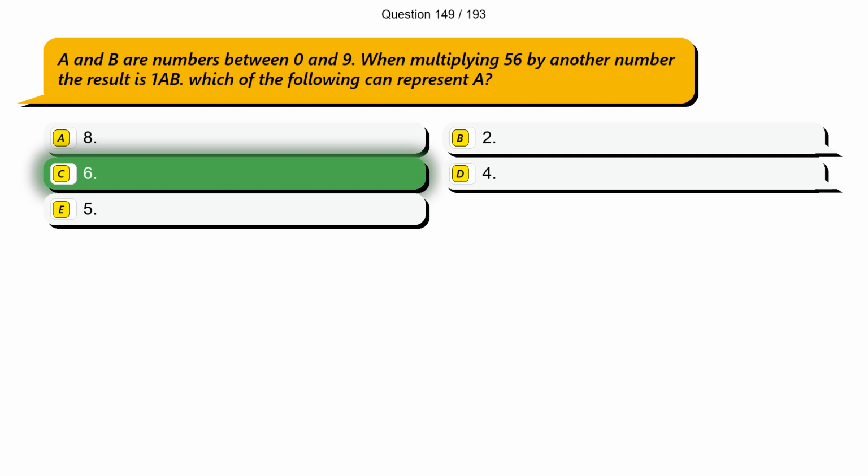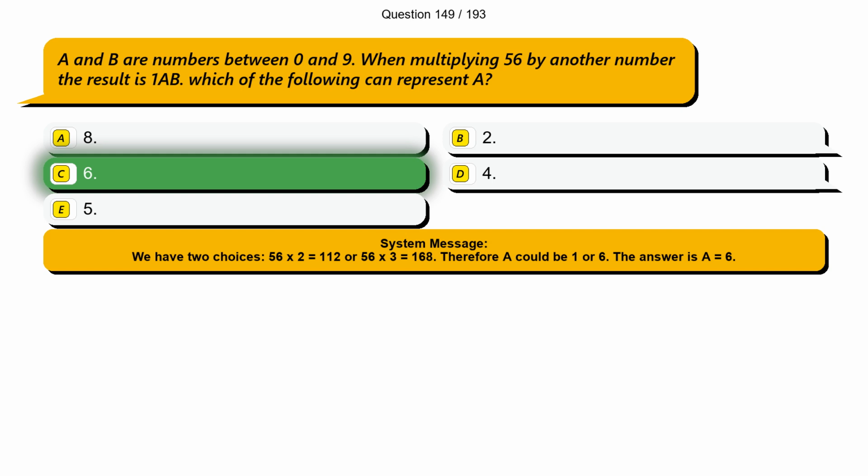The correct answer is option C, 6. We have two choices, 56x2 equals 112 or 56x3 equals 168. Therefore A could be 1 or 6. The answer is A equals 6.